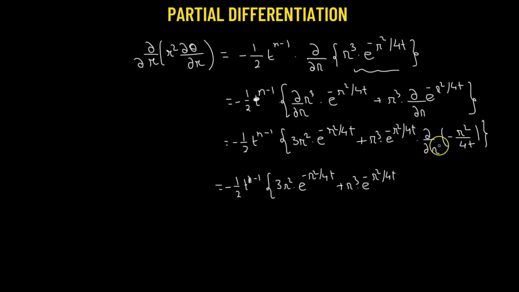Here we are taking the partial derivative with respect to r, so we can take t to be a constant and pull it out. So we have negative 1 over 4t, which is a constant, and this gets multiplied by the partial derivative of r squared.